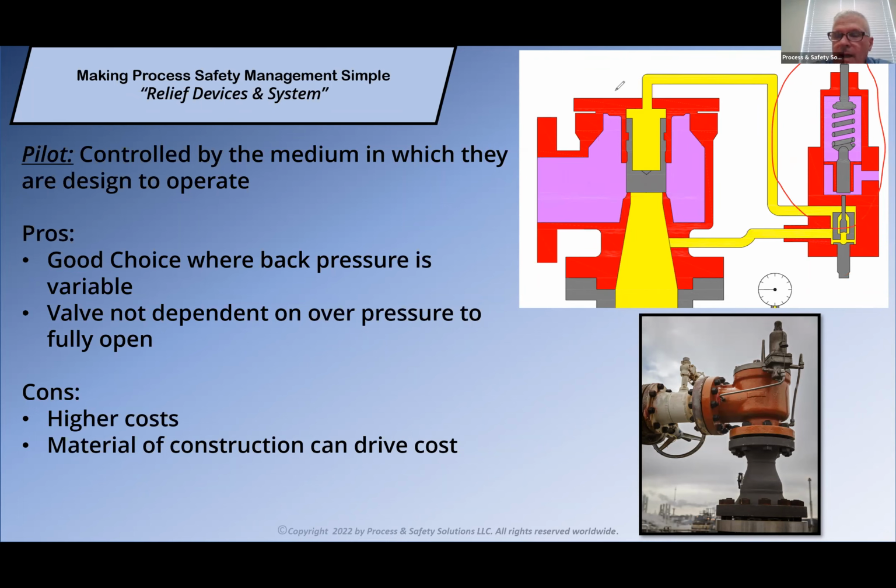Again, I control everything here, and I can remove all of the pressure on here to open that valve fully. Even if the set pressure is 100 pounds, I could have that valve lifting full open rather than relying on back pressure. It's a good choice again where back pressure is variable. As we said, the valve is not depending on overpressure to open. They are at higher cost, and of course, material construction can drive some of that cost as well.